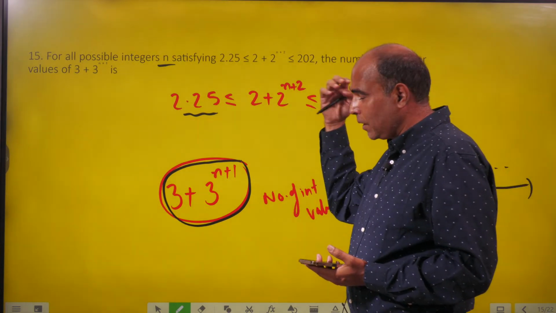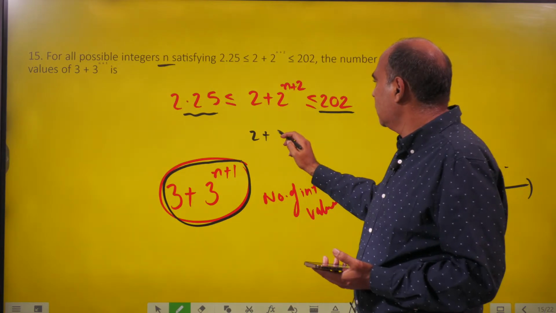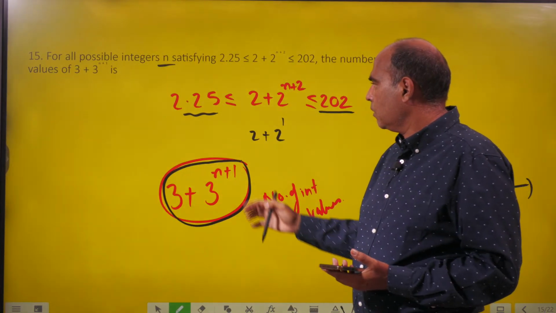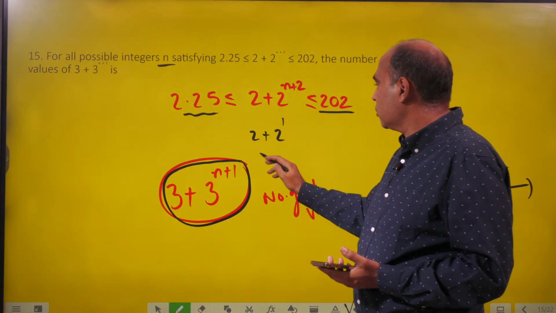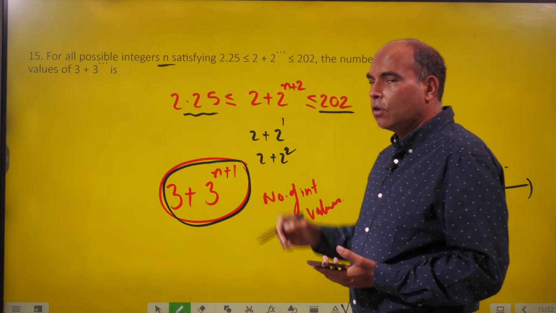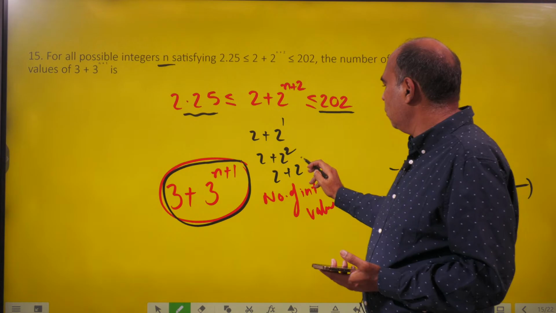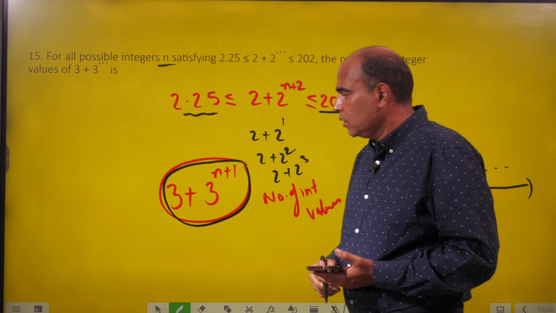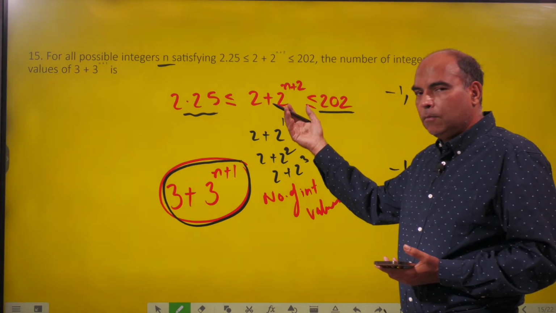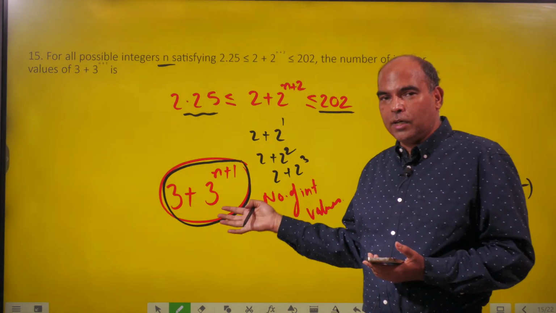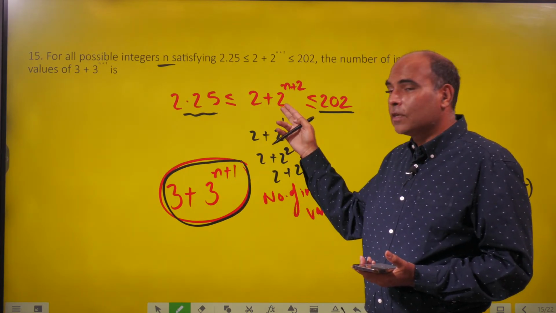So when I look at this expression at n equals -1, this expression becomes 2 plus 2 raised to 1, which is in my range. At n equals 0, this expression is 2 plus 2 square, which is also in my range. At n equals 1, this expression is 2 plus 2 cube, which is also in my range. So all these values, -1, 0, plus 1, are fitting both my expressions. They're going to give me an integer here and they're within this range. So the key factor is till what point will this range exist.